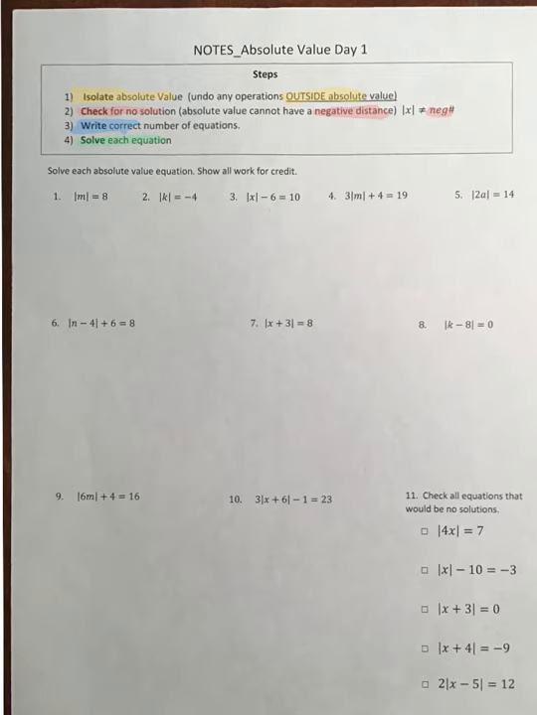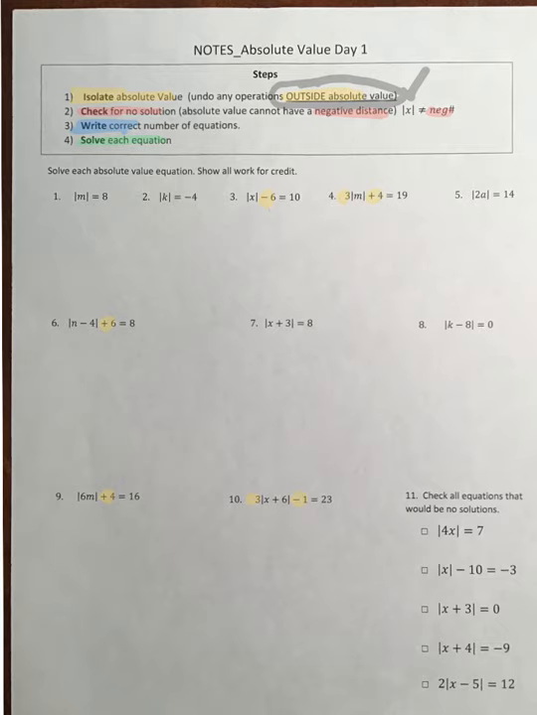In example number three, isn't there a negative 6 outside the absolute value? So we'd have to undo that first. In problem 4, we've got an add 4 and a multiply 3 that's outside the absolute value. In number 6, we have an add 6 outside. And number 9, we have an add 4. Number 10, we have a subtract 1 and a multiply 3 that are outside. So what we mean by step 1 is to make sure that the absolute value is isolated, that there's nothing outside the absolute value. It has to be undone first, right?